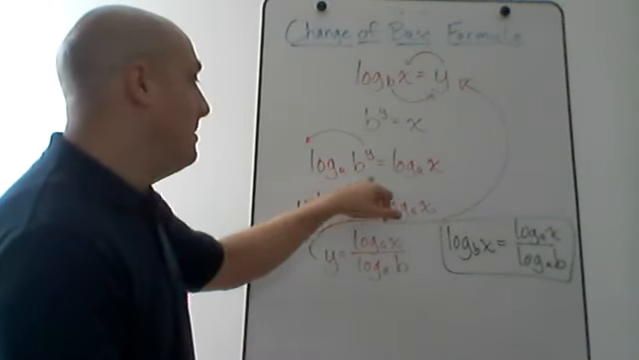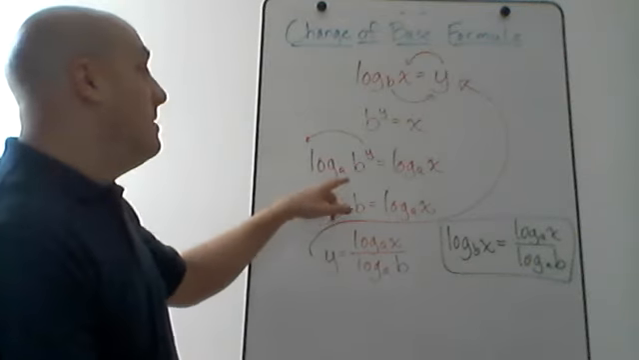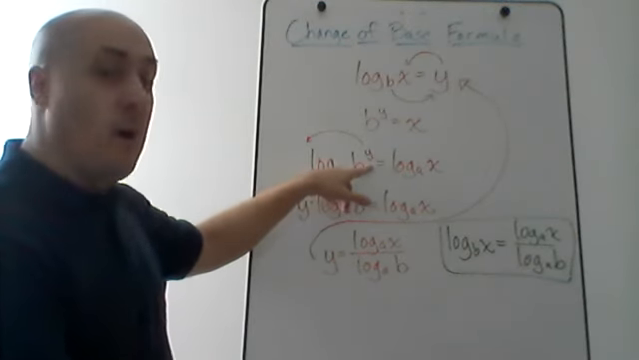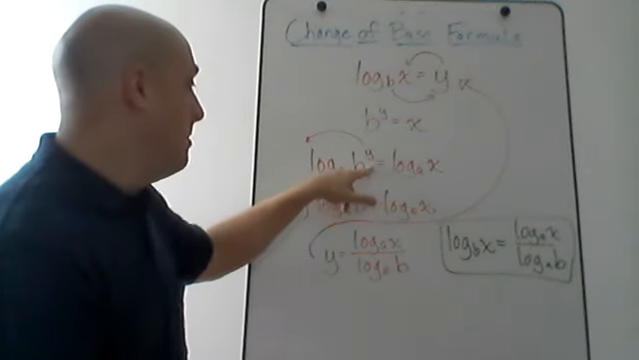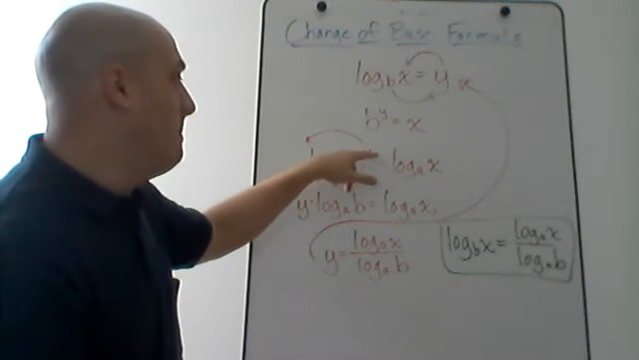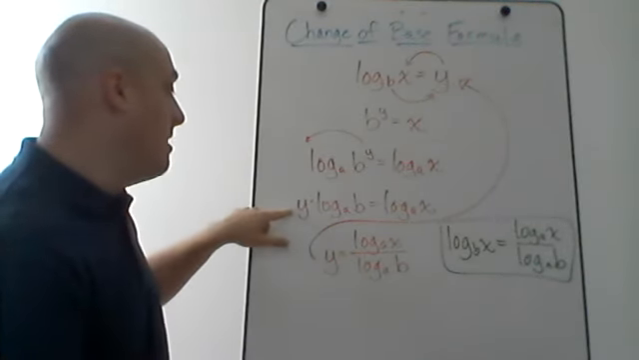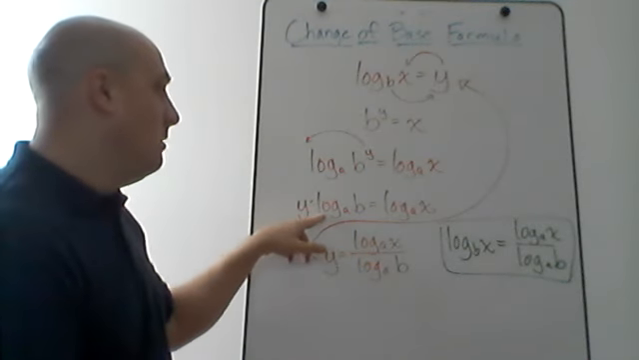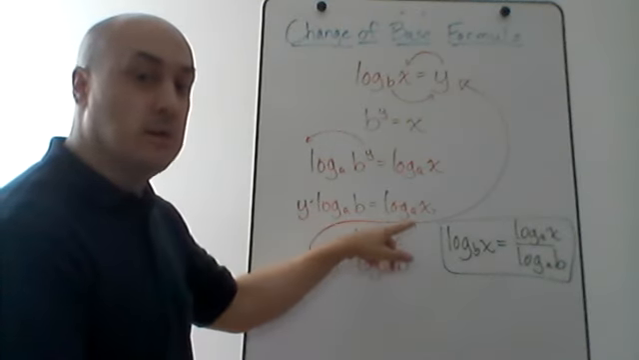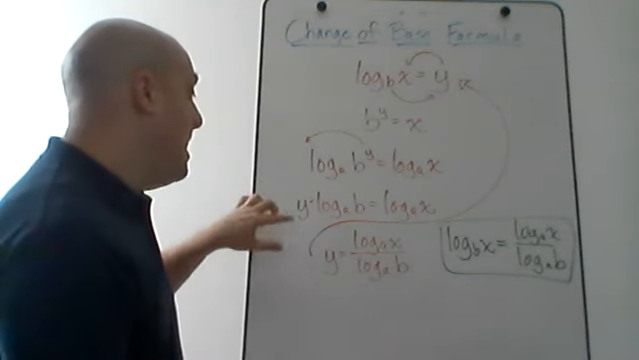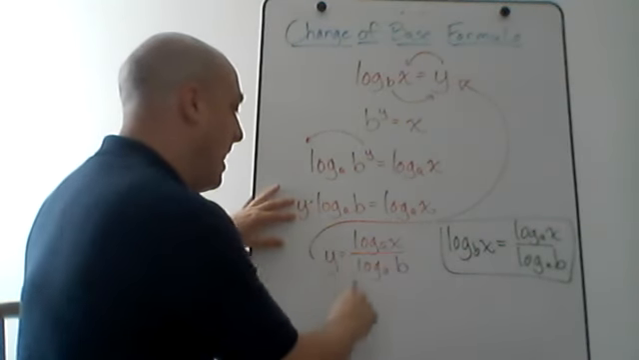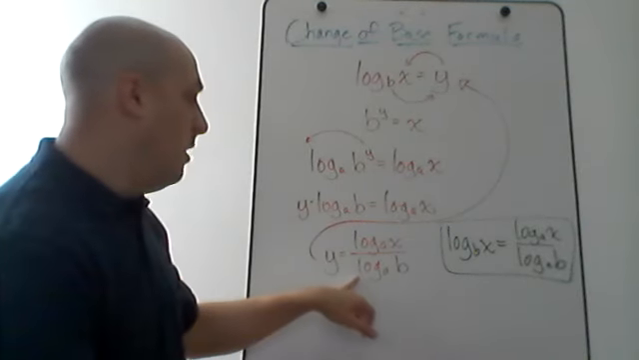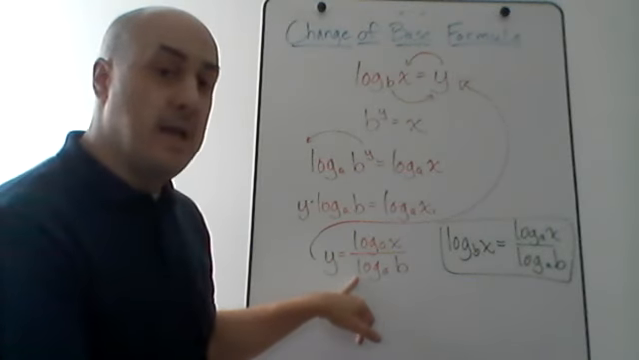So once I do that, I put that log base a on both sides. Then, since I have log base a of b to the y power, I can use the law of exponents, which again, I did a video on the laws of exponents. If I have a log of something to a power, I can bring that exponent out to the front. So that's y times log base a of b equals log base a of x. And then, to get this y by itself, if I divide this log base a of b to the other side, I get y equals log base a of x over log base a of b.